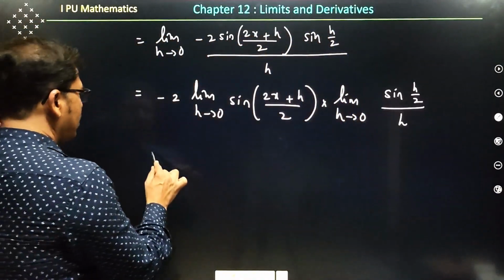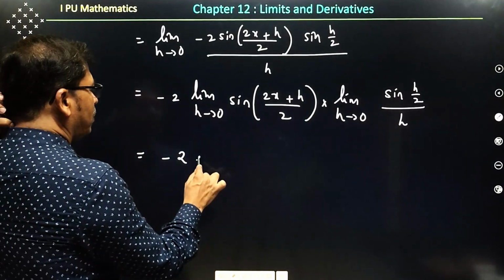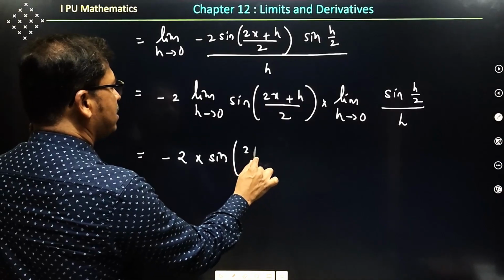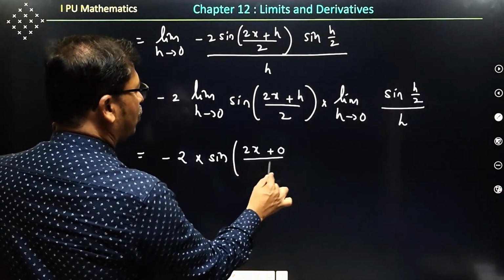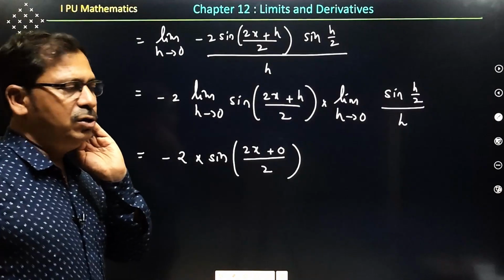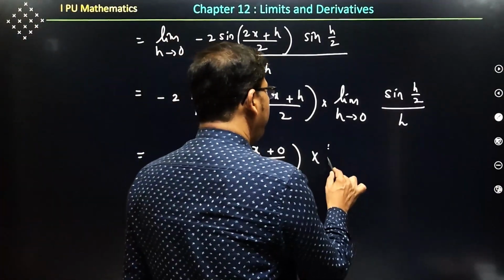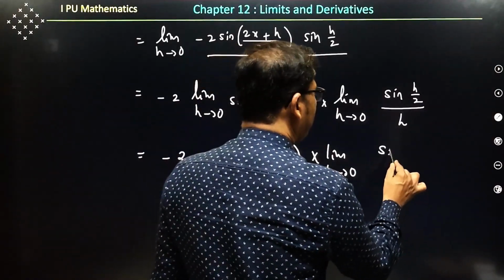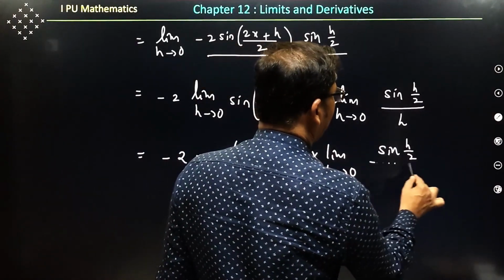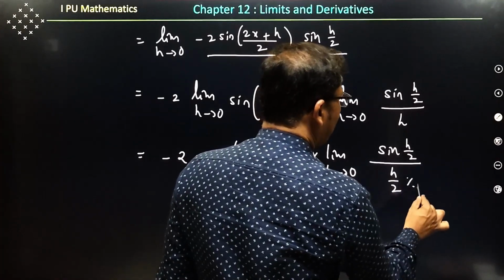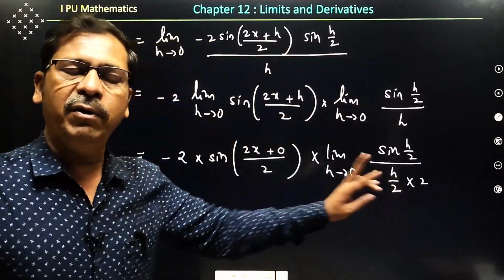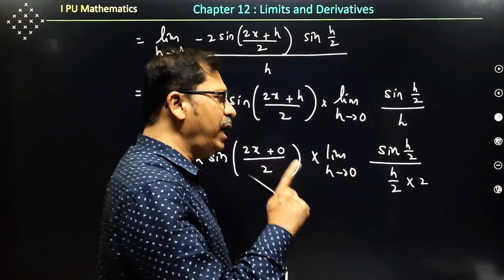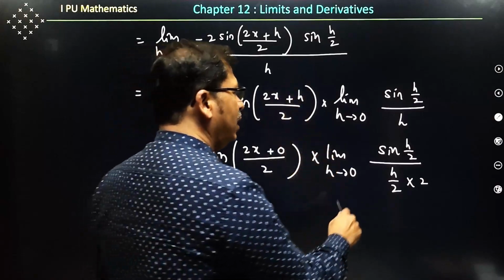So this is equal to minus 2 into, evaluate this limit, sin of (2x plus h), as it is, h value is 0, whole divided by 2, into limit h tends to 0 of sin h by 2, as it is, whole divided by h by 2. Extra I have divided by 2, so I have adjusted by multiplying by 2. Otherwise, it would be wrong.